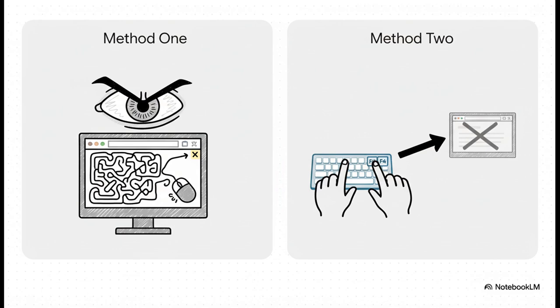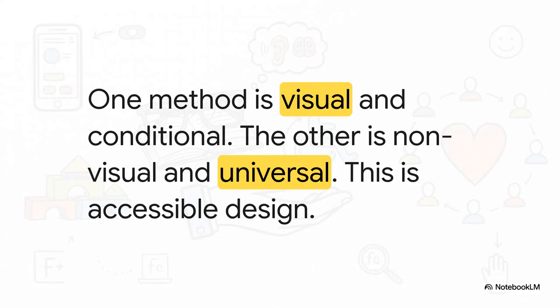But method two? That's a different story. Pressing Alt F4. That's a universal keyboard command. It just works every single time, no matter what you can see. It doesn't depend on the visual layout at all. So you've got one method that's visual and depends on the situation, and another that's non-visual and absolute. Providing that second option, that is the very heart of digital inclusion. It's all about creating pathways that work for everyone.